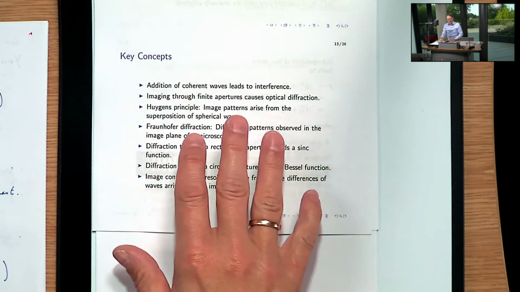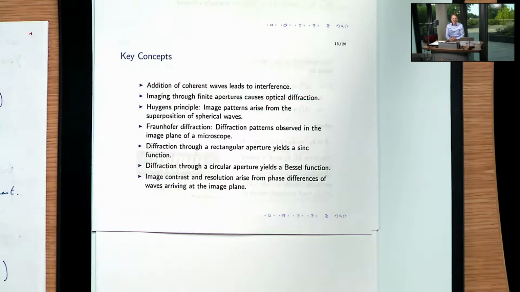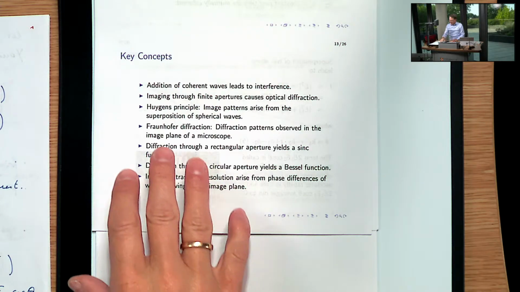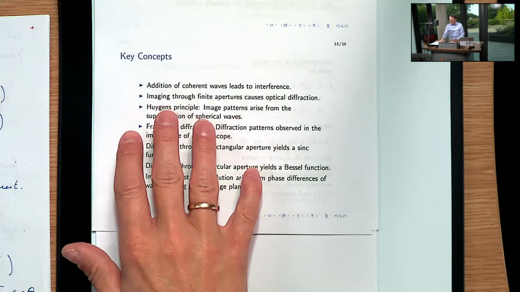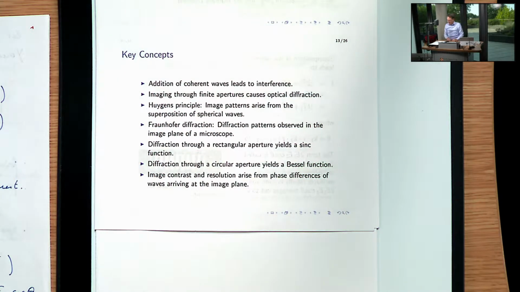So we will see how addition of coherent waves leads to interference. We've started on that in the last lecture and see that this is essential when we deal with optical diffraction. It's waves emanating from different points coming together at a point in space. We have to add up the amplitudes and phases of all those waves, and that will give us the pattern that is then limited by diffraction. So the concept we'll talk about is that imaging through finite apertures causes optical diffraction.